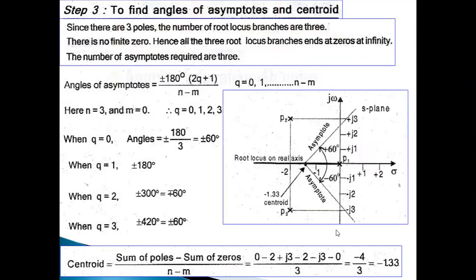So this is the figure. This is called the centroid. The asymptote angles are positive 60 degrees, minus 60 degrees, and 180 degrees. Total 3 asymptotes starting from the centroid. The intersection point of the asymptotes is called the centroid.